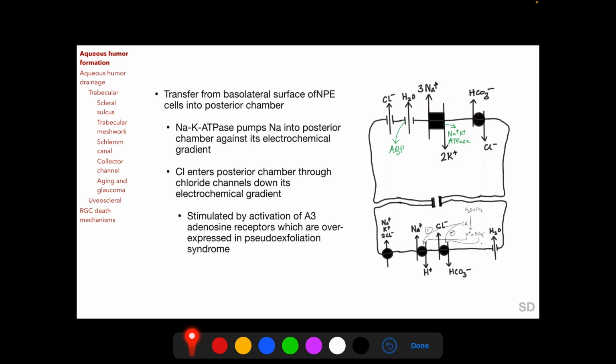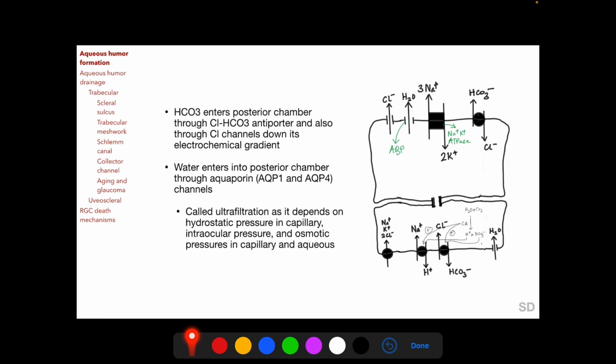This sodium-potassium ATPase pump transfers 3 sodium ions into the aqueous humor in the anterior chamber in exchange for 2 potassium ions which enter into the non-pigmented epithelial cell. Chloride ions enter the aqueous humor through chloride channels following their electrochemical gradient. There is also another antiporter which transfers bicarbonate into the aqueous humor while taking up chloride ion into the non-pigmented epithelial cell.